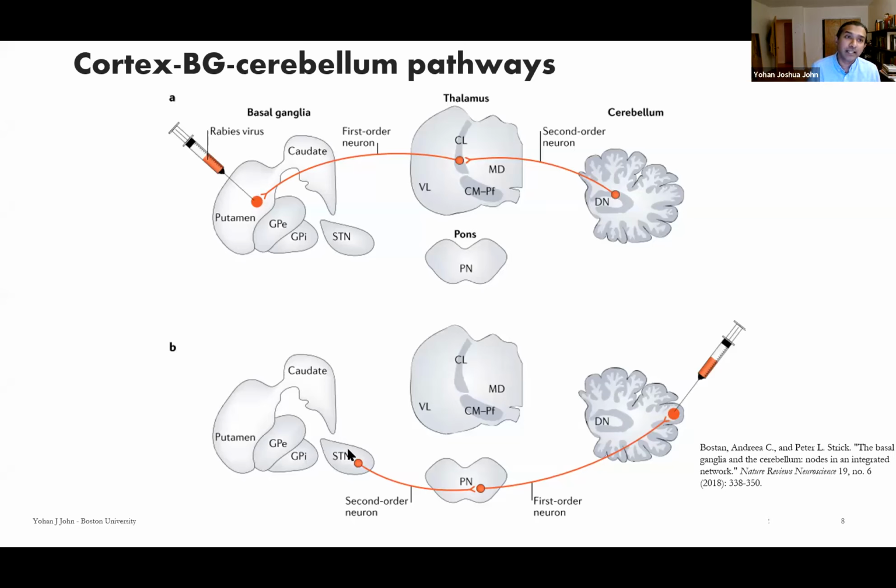It's the only excitatory node in the basal ganglia circuit. So it excites pontine nuclei, which in turn go to the cerebellar cortex. Sorry, it might be worth jumping in really quick just to give a little bit of context.